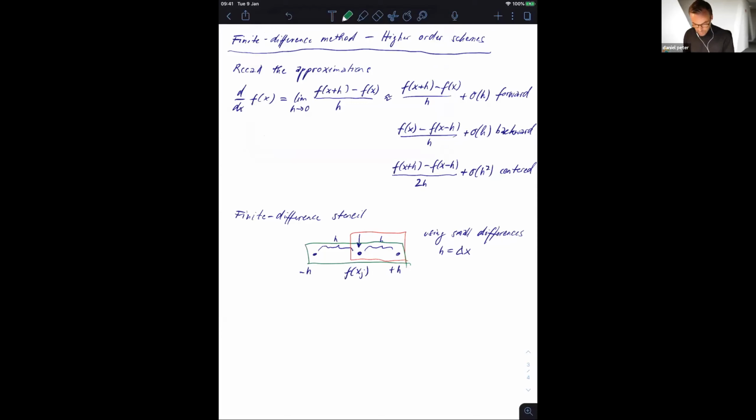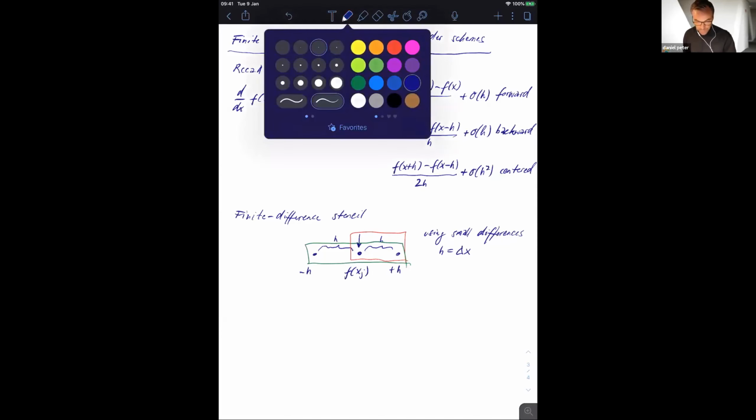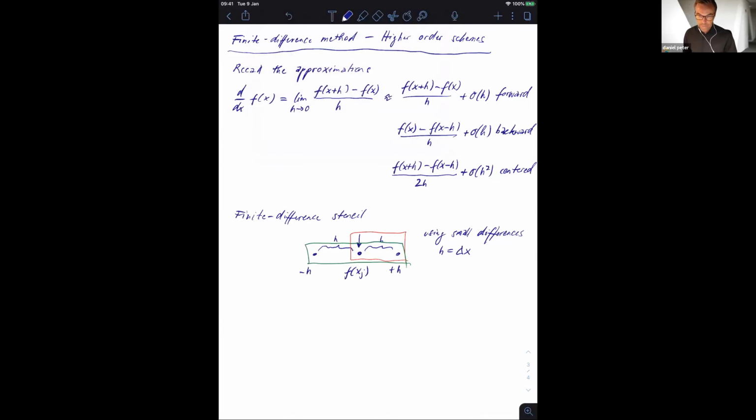So the question is basically now, how do we achieve a fourth order stencil or fourth order accuracy for that derivative? So let's quickly put down that question. Can we ask for a fourth order accuracy?